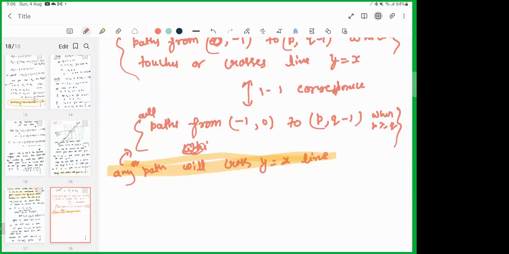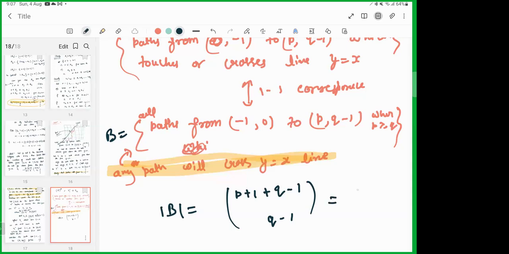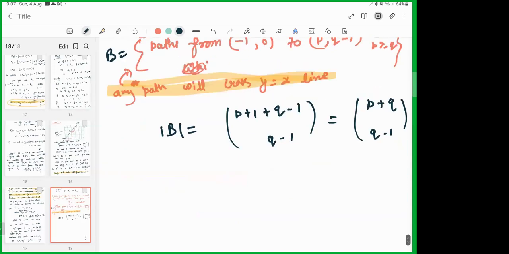Let's say this set is my B. So what is the cardinality of B? These paths from -1, 0 to P, Q -1: P plus 1 plus Q minus 1, choose P plus 1. That is P plus Q, choose Q -1.